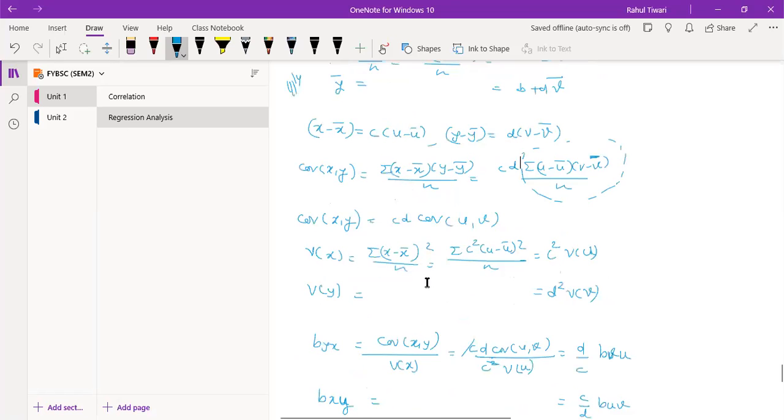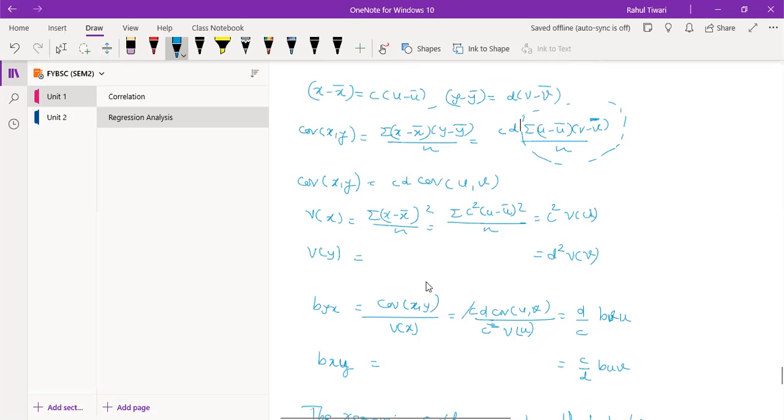Correct. Now you can find the variance, because we are interested in obtaining byx, and to get byx I need covariance between x and y divided by variance of x. So we need to find the variance of x. According to the formula, substitute this value, simplify, c square comes out, and this becomes the variance of u only. This is the formula for summation of u minus u bar the whole square upon n, nothing but the variance of u. So variance of x we got is c square into variance of u. Similarly, variance of y will be d square into variance of v.